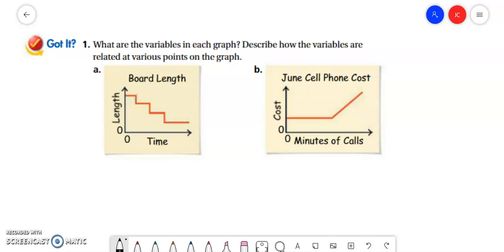Okay, here are two practice problems. If you would pause the video and try these, and we'll talk about what is actually happening in each of these scenarios.